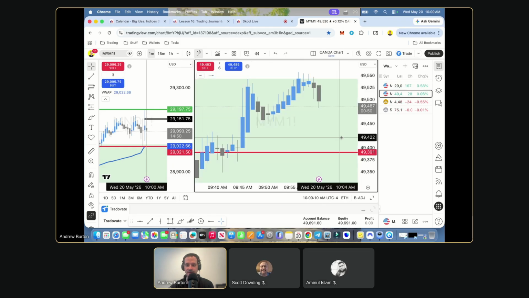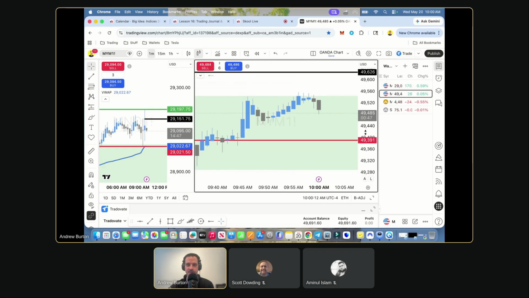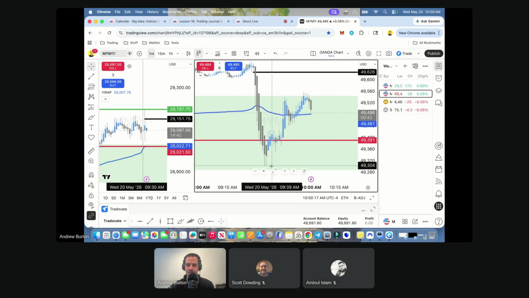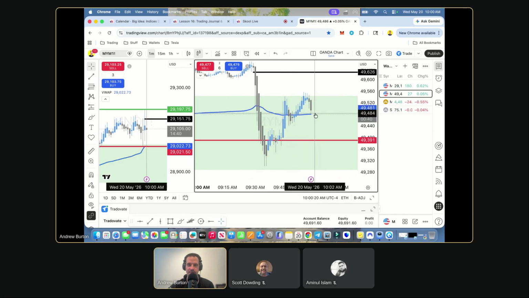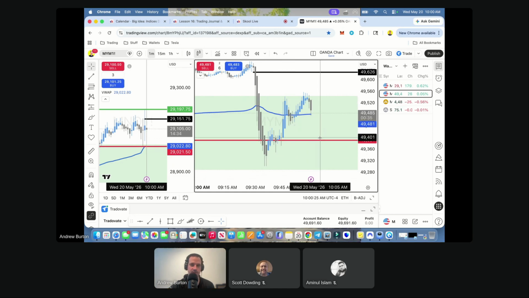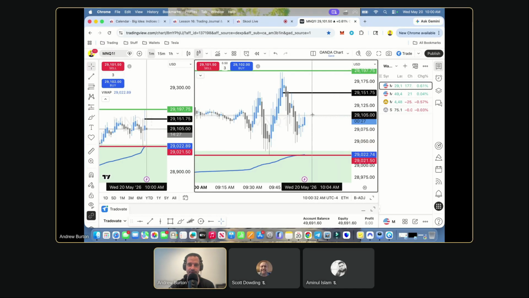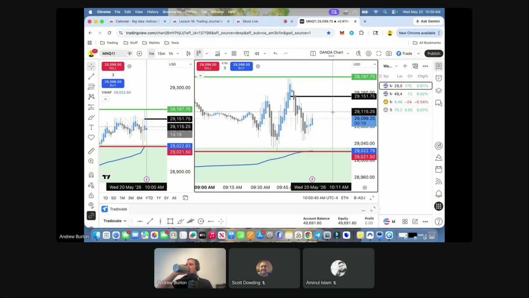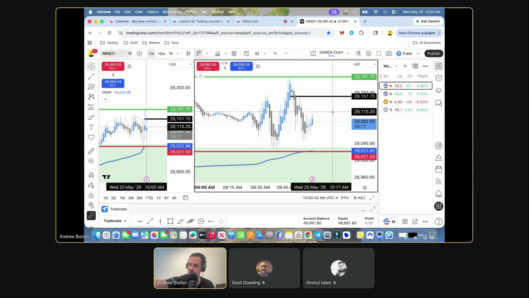Okay, let's go look at the US 30. So US 30 has made a move up here, and we are above VWAP. It's also saying it's a no trade as well, because this is strong resistance here. Guys, today's just not a day. Man, I hate it when Wednesdays are not good days for trading, because normally Wednesdays are the days where you're making good money.